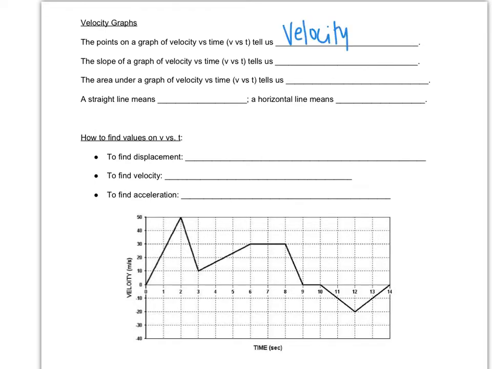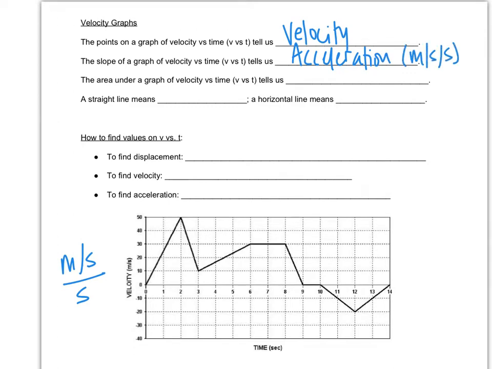If we look at the slope of the graph, the slope is a measure, of course, of rise over run, and our rise is in meters per second, our run is in seconds. And so that's an acceleration, not a velocity. Okay, so you got to make sure you keep the type of graph straight as to what you've been given.